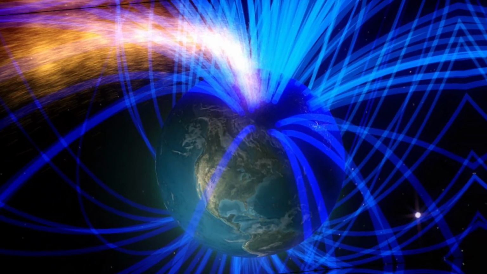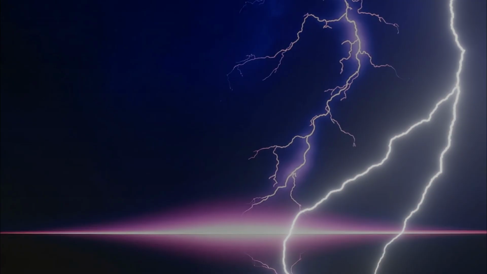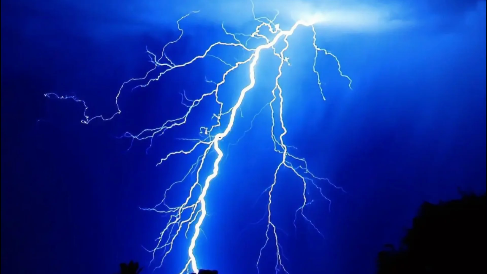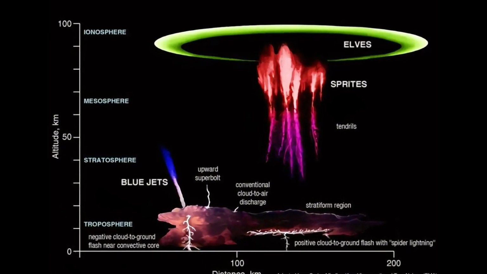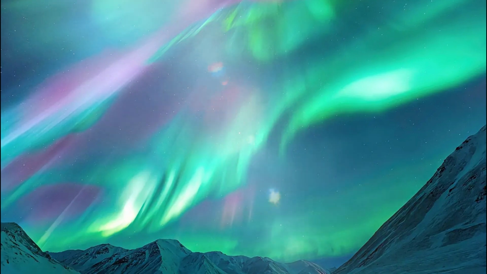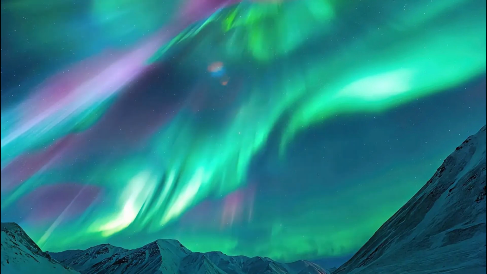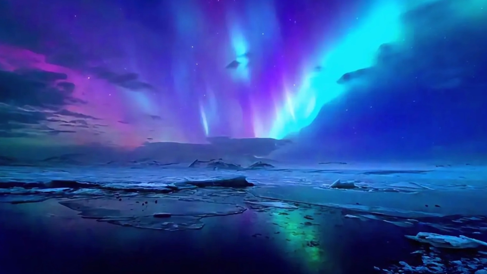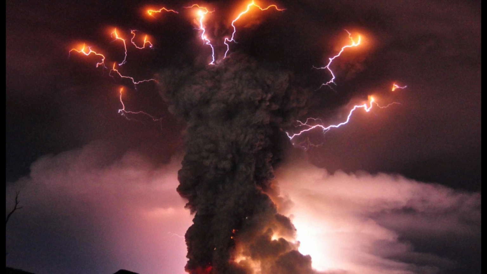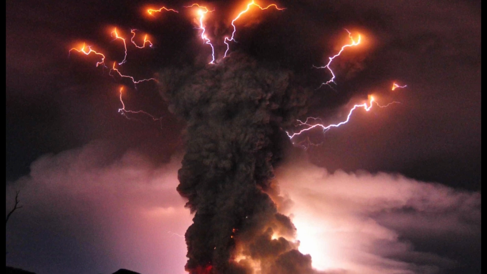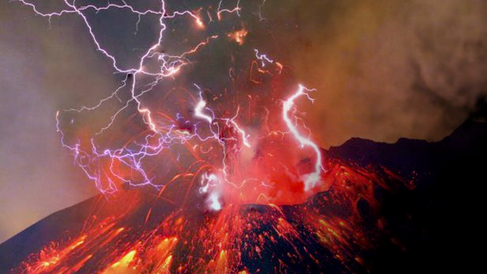On Earth, lightning strikes follow filamentary paths because ionized air creates a conductive channel for electrical discharge. High-altitude discharges, like sprites and blue jets, also exhibit plasma filament structures, revealing complex electrical interactions between Earth's atmosphere and space. Similar behavior is seen in volcanic lightning, where ash particles ionize the air, allowing plasma channels to form.